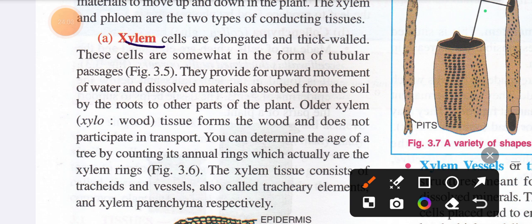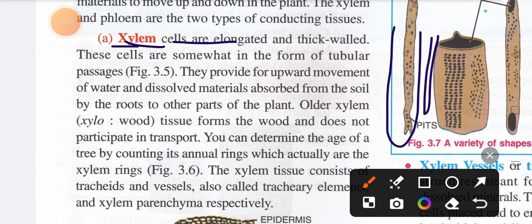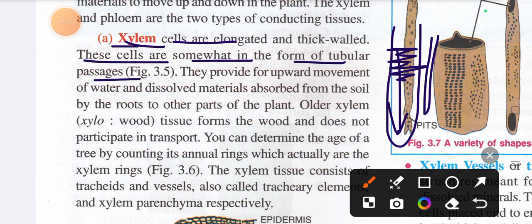Alright, so xylem cells are elongated and thick walled. These are the cells which are elongated like this, long and thick walled. They are long and thick also. These cells are somewhat in the form of tubular passages. So here you can see tubular passages, holes are there, right? They will suck the water and from here they will give out the water. So these are like having passages.